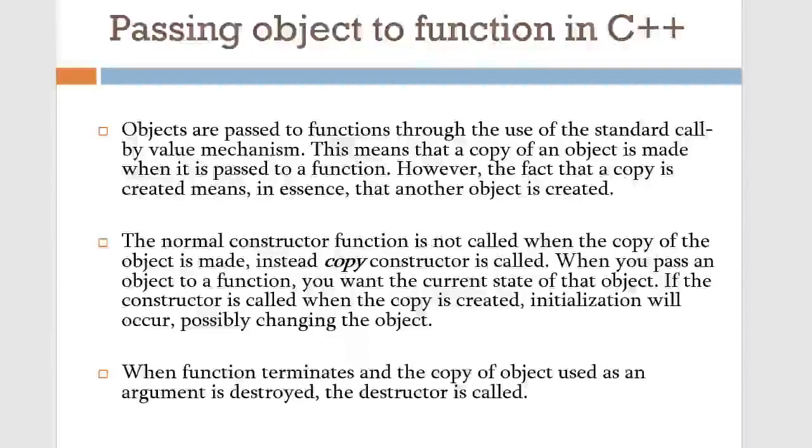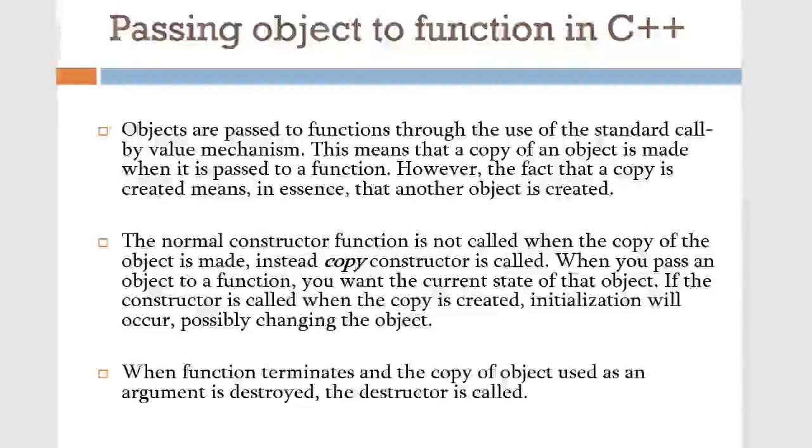This means that a copy of an object is made when it is passed to a function. So for example, we have created a new function, and inside the argument of that function we have specified the class type and the name of the object. When you are calling that function and passing an object to it, we are actually creating a new object in the called function. Whatever arguments we have specified, that is a new object, and when the function is called, that new object is created.